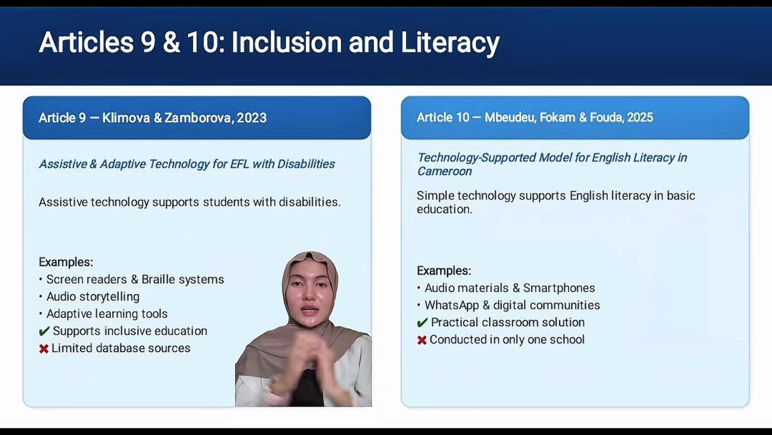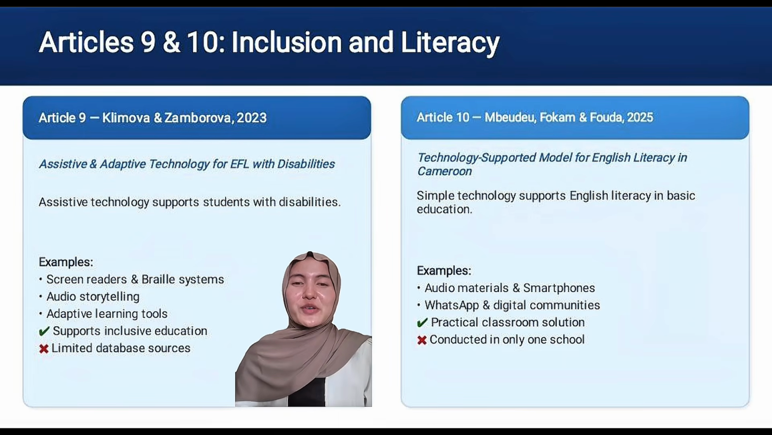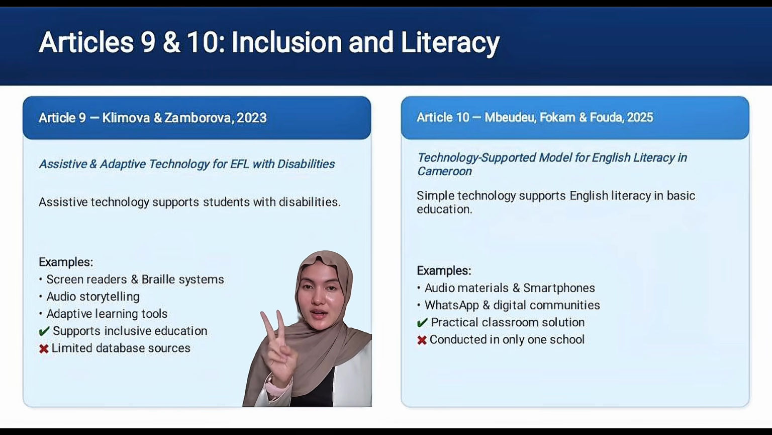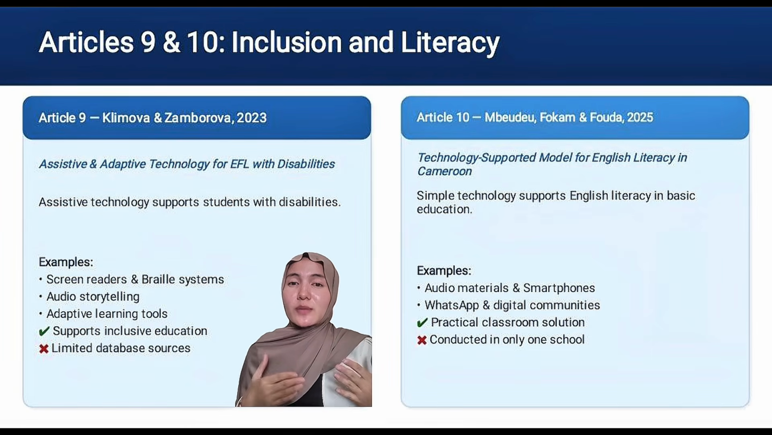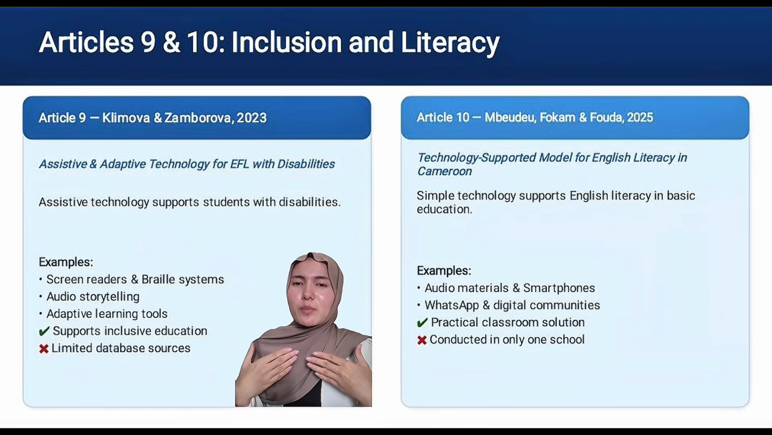The connection between the 9th and 10th article is about access to English learning. The 9th article focuses on students with disabilities, while the 10th article focuses on young learners who have problems with English literacy. Both articles show that technology can help students with different learning needs. Technology can make English learning more inclusive and accessible.